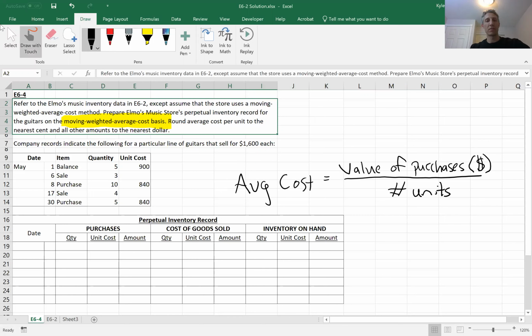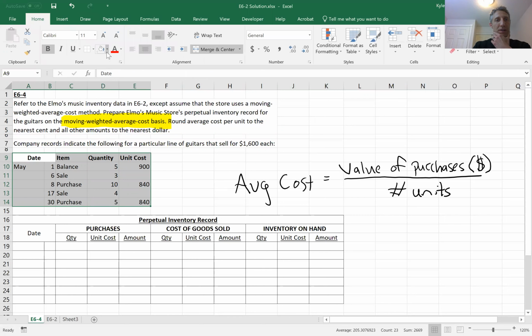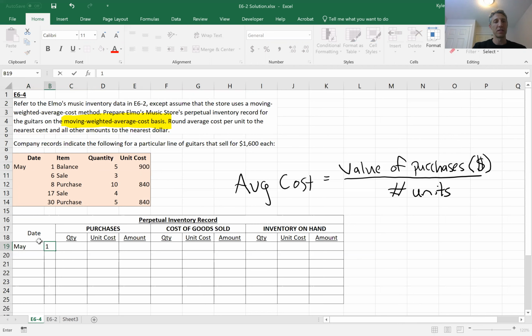So I've gone ahead and taken the data that it's referencing, which is from E6-2, and I've put it here. I'm going to highlight it a light orange. It seems appropriate because we're going to be referencing this data as we solve this problem. The very first transaction says May 1st, the balance: we have 5 units for a unit cost of $900. Well, this is just what our beginning inventory balance is.